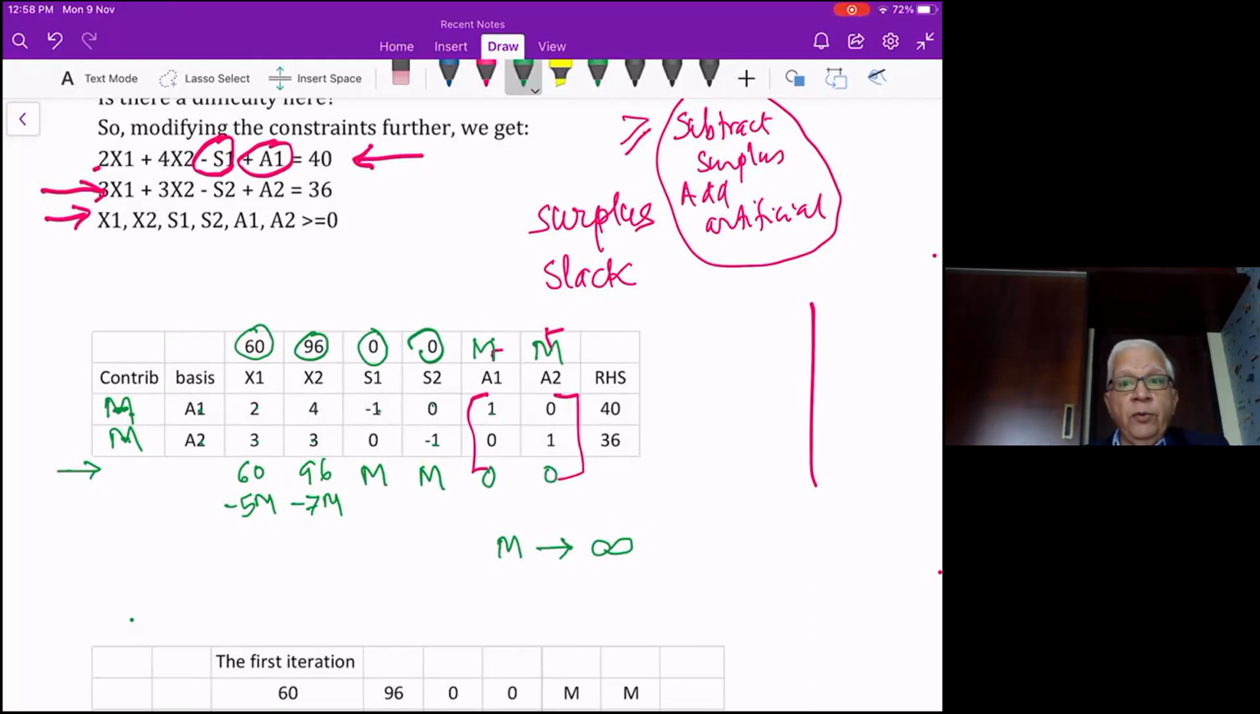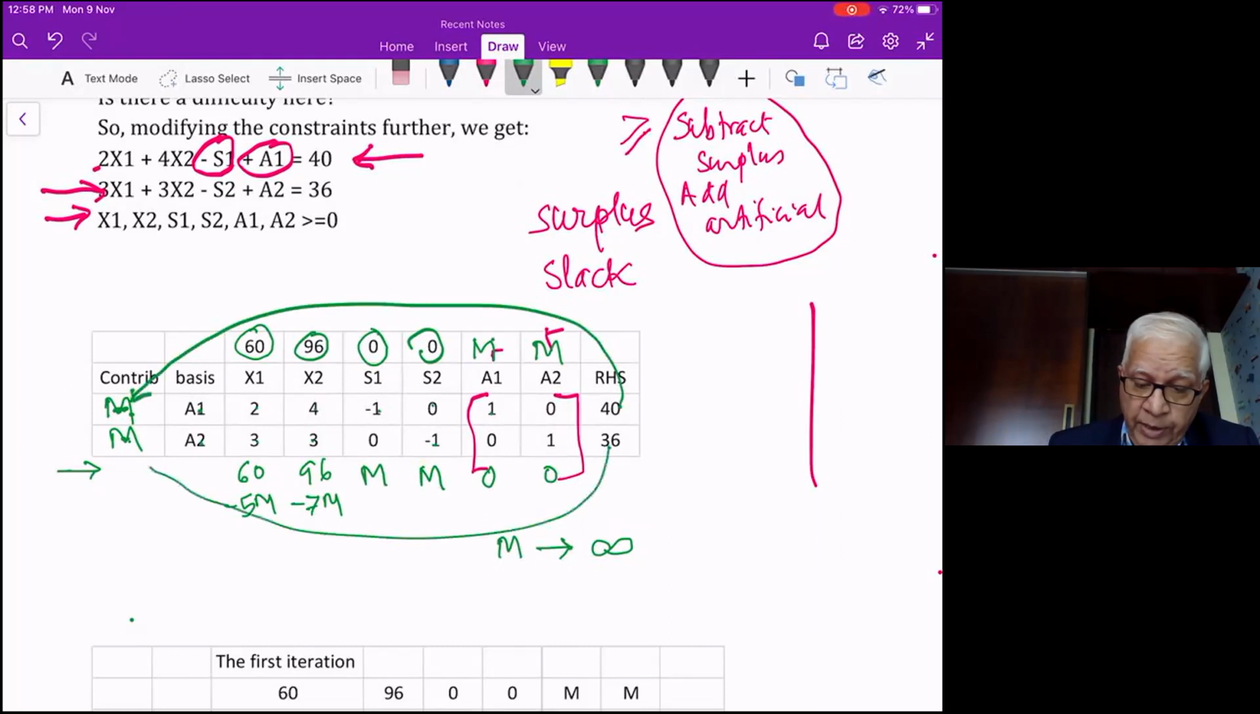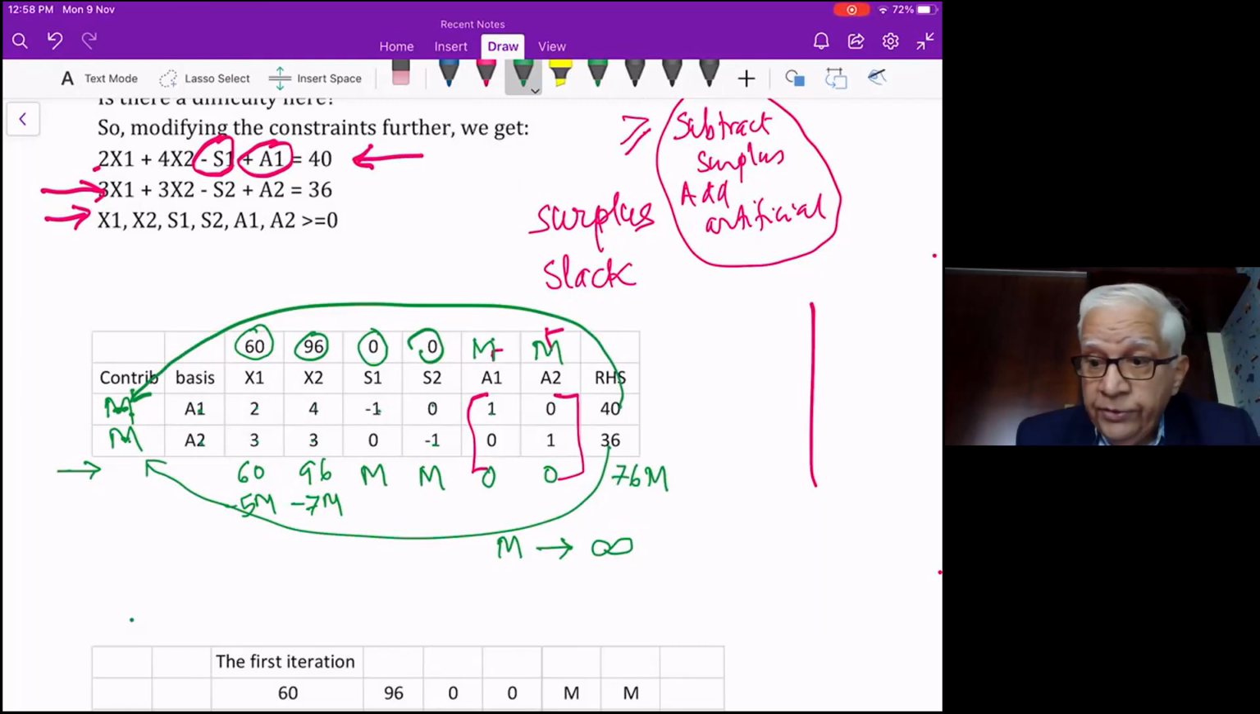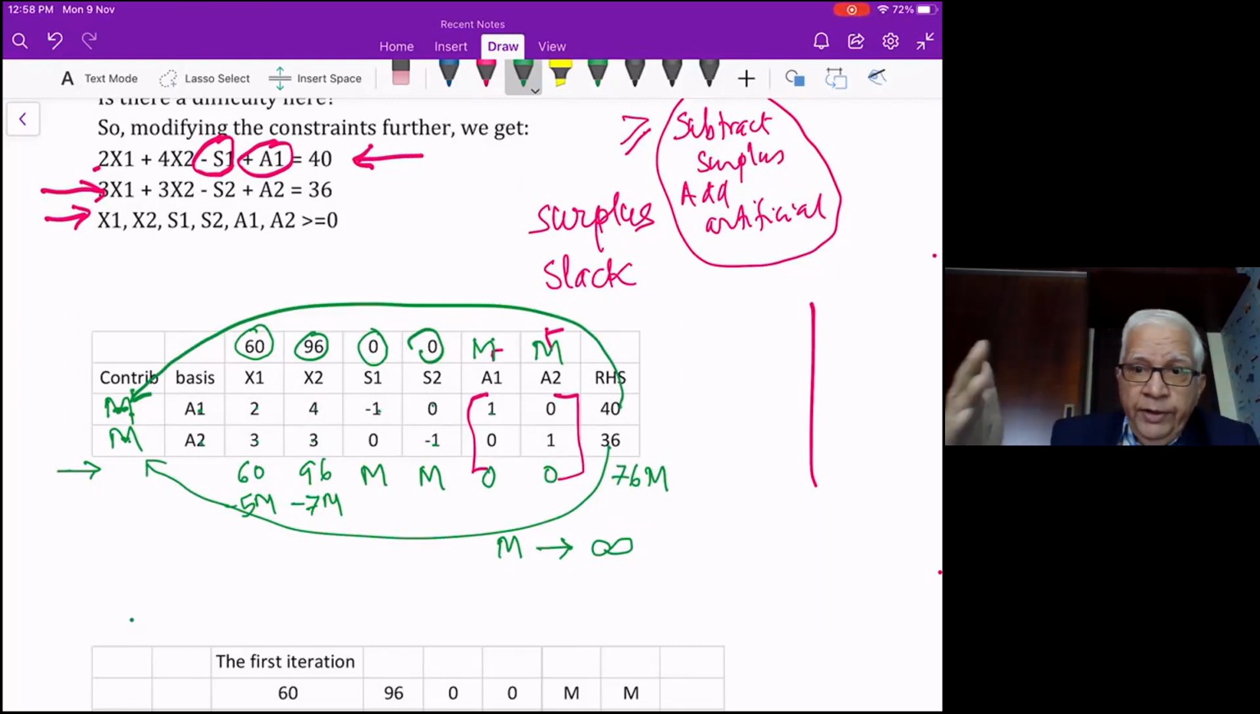And what is the value of the objective function? The value of the objective function at this stage is 40 multiplied by M plus 36 multiplied by M, that is 76M. 76M is the value of the objective function. M itself is tending to infinity. Therefore, 76M is 76 times M, which is tending to infinity. And we are trying to minimize the value of the objective function. Why has this happened? Because we have ourselves assigned a contribution plus M to the artificial variables A1 and A2.